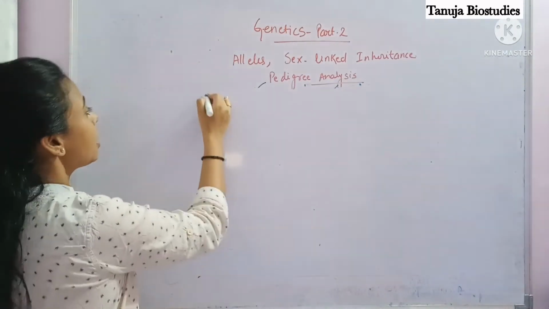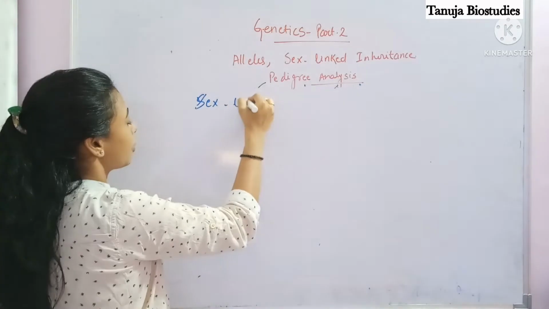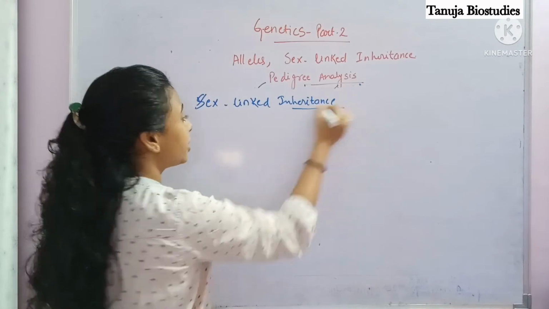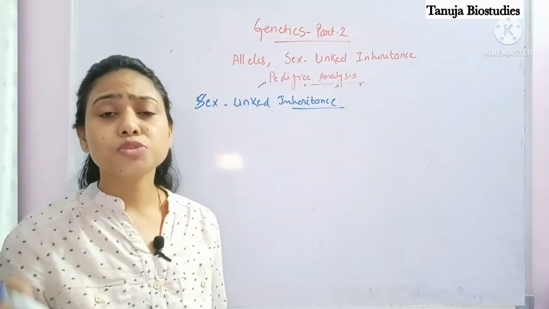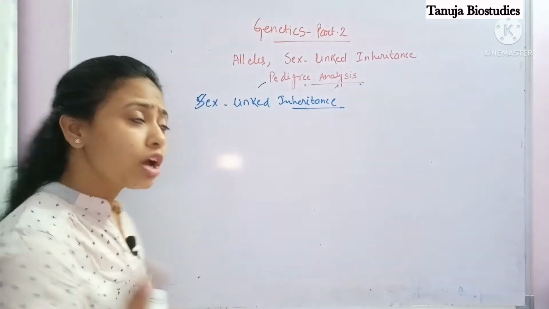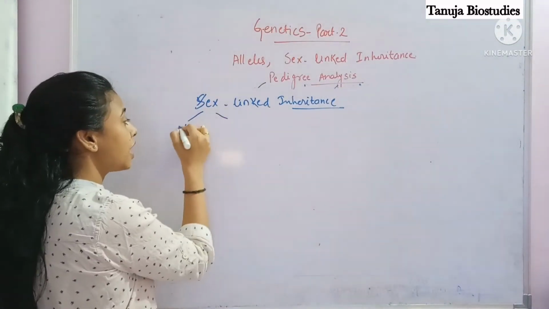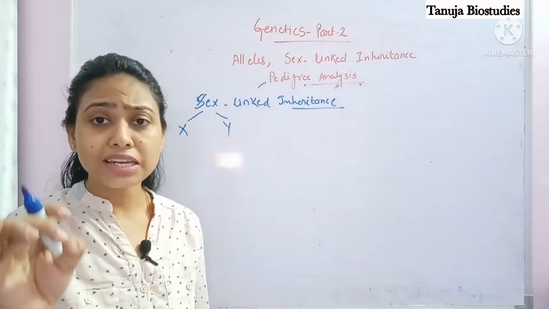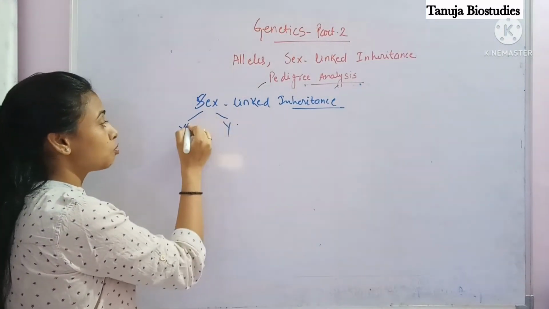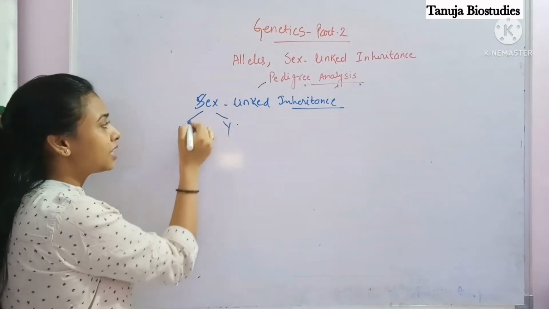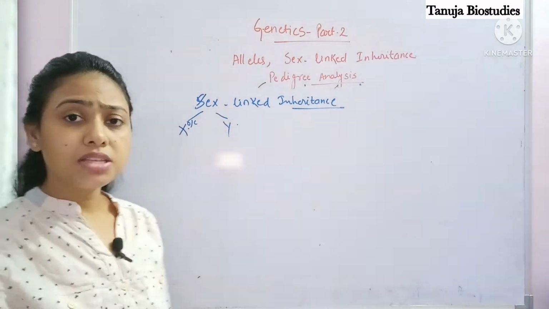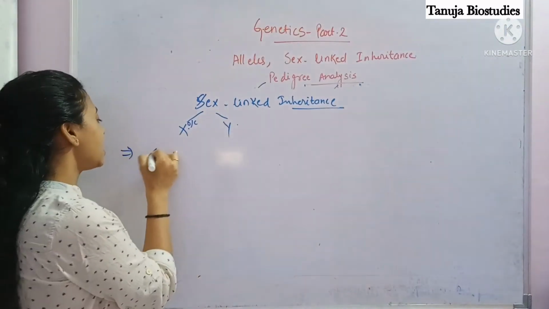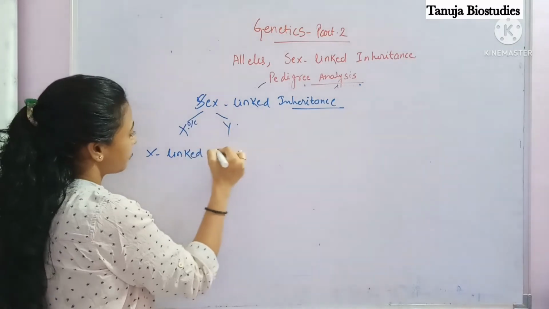Okay, so let's take sex-linked inheritance. Now what does it mean? That means inheritance of any trait which is present on the sex chromosome. Now you know two types of sex chromosome are there, X chromosome or Y chromosome. If any gene for any trait is present on the X chromosome, that we generally denote like this or like this. It means that particular trait is present on the X chromosome. So first of all, let's take X-linked inheritance.